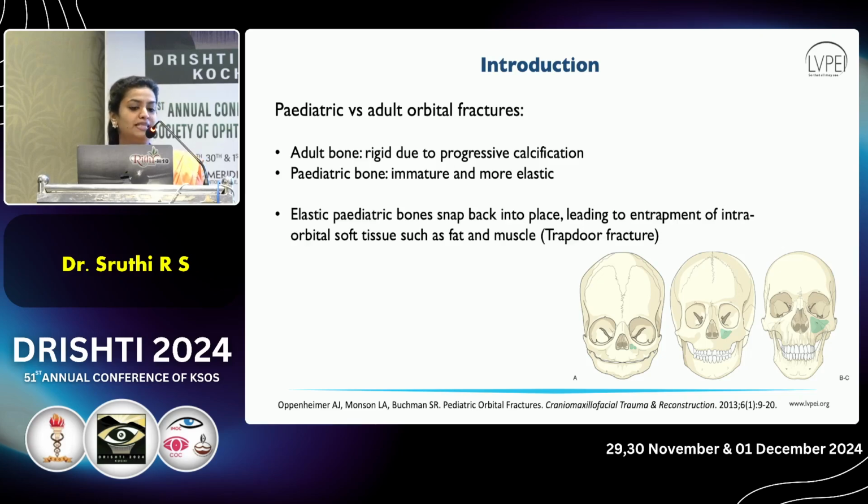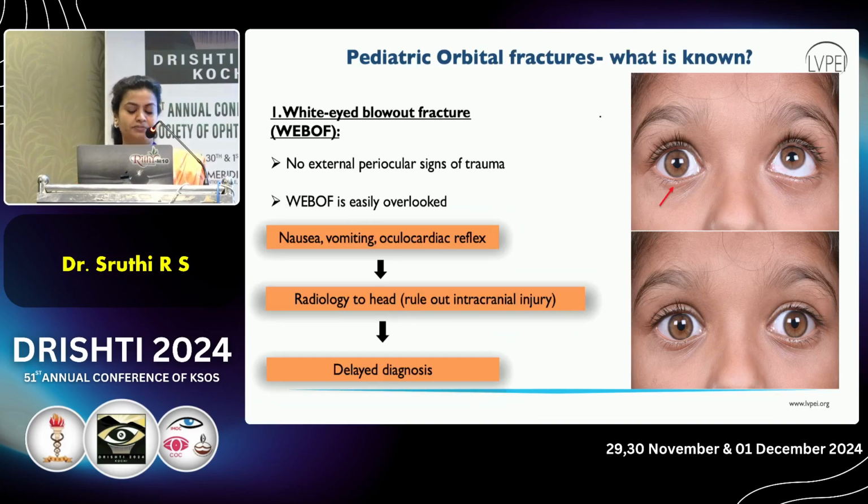So what happens after a pediatric orbital fracture? The elastic pediatric bone snaps back into place, leading to entrapment of the orbital soft tissue as well as fat and muscle, which is fondly called the trapdoor fracture. Simply put, pediatric orbital fractures are broadly divided into number 1, white-eyed blowout fracture or WEBO, where there are no external periocular signs of trauma.